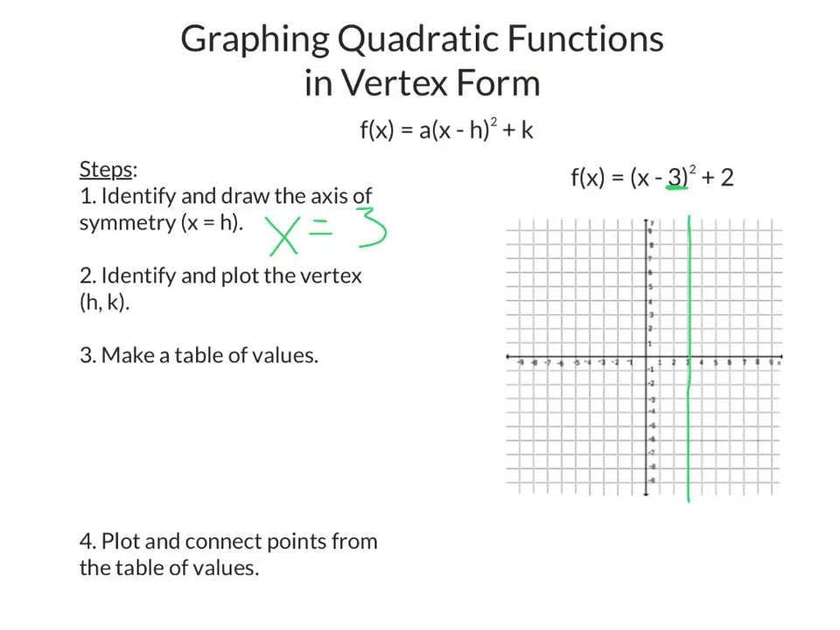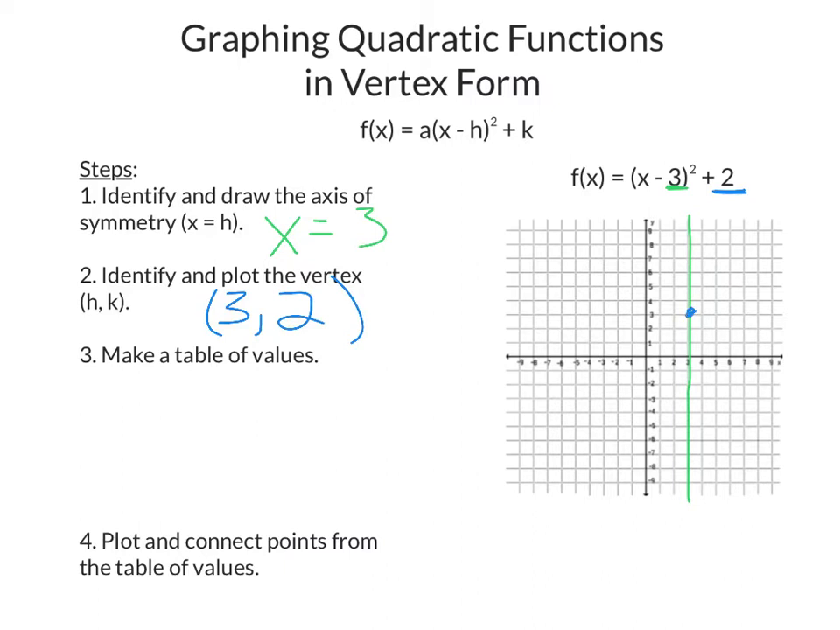Now that I've identified my axis of symmetry, I can also identify my vertex. I already know the x value of my vertex is 3. If I look, the second part of my vertex, the y value, is k. And in this case, 2 is where our k is. So our vertex is the point (3, 2).